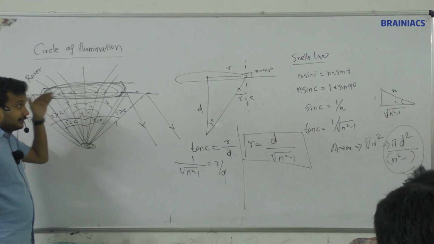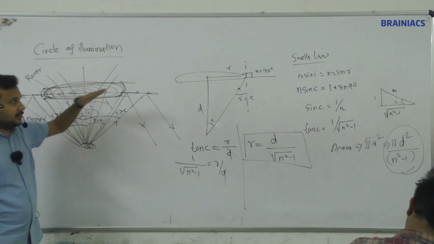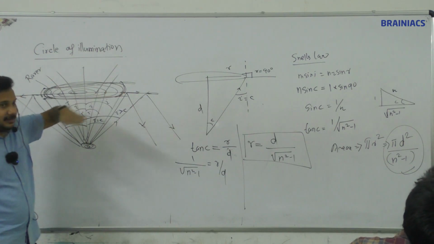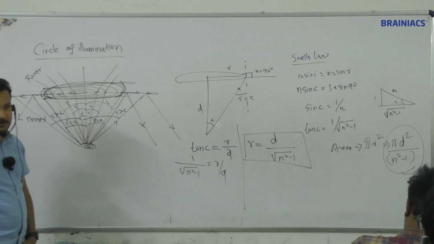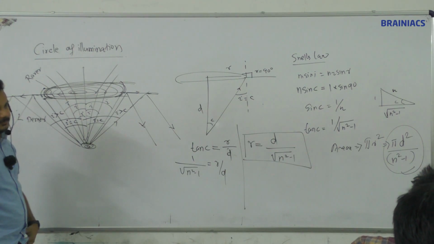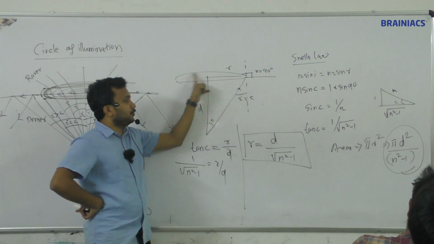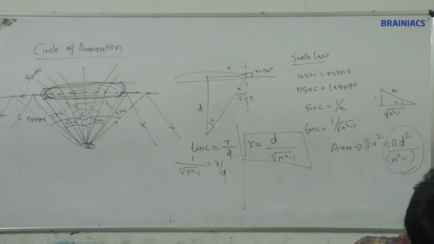Sometimes they will ask you the length. Length means 2 times the radius, the diameter. Instead of asking the area, they will ask you the total length. Total length means 2r, the diameter. Area is pi r square. It depends on the question.